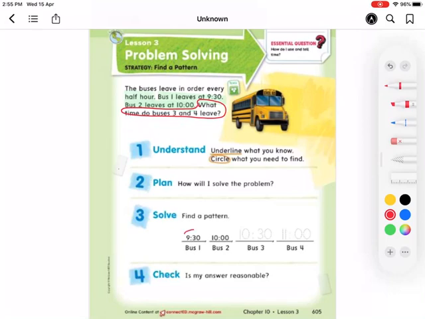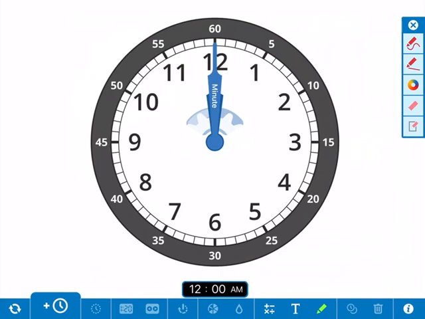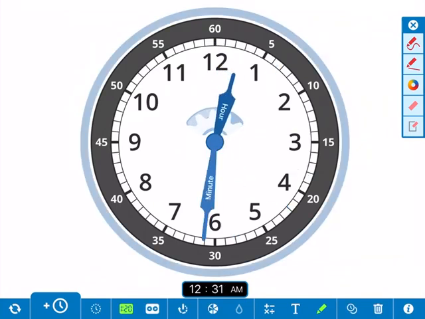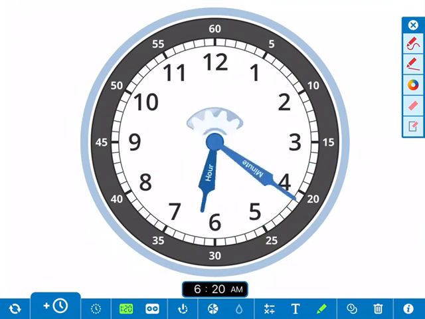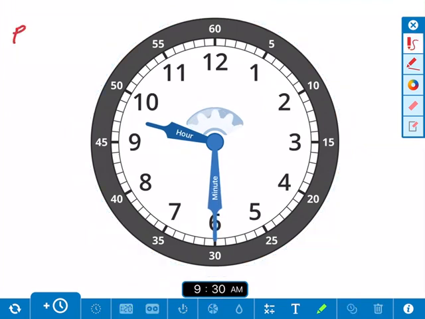Bus 1, 9:30. Bus 2, 10. And they told us a very important piece of information: every half an hour. Okay, let's go to our clock and let's see how it works. They said 9:30, so let's go to 9:30. Yeah, this is 9:30. So the first bus, bus 1, 9:30. So now every half an hour we will write for the other bus.